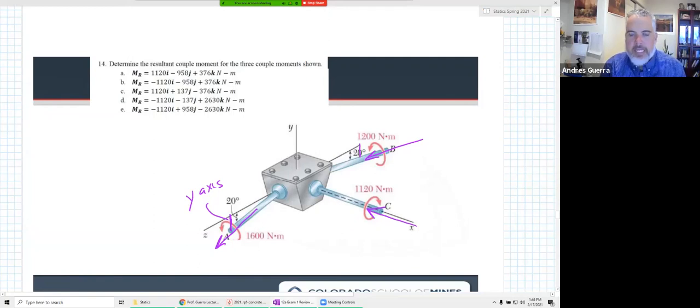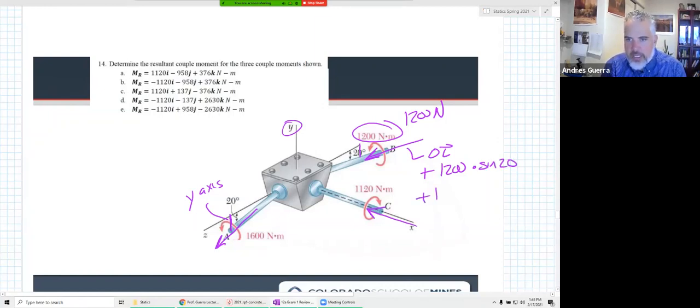Okay, so now basically the way we do this when we have just pure couple moments in 3D is the same way we would do force vectors. If this was a force vector, instead of 1200 Newton meters, if this was just 1200 newtons, wouldn't we just figure out what the components of this force were? We would say, oh, well, this has an x component of 0, right? This is a 0i, and then this is in the y direction. That arrow is pointing in the positive y, so it would be a positive 1200 times the sine of 20, and then it's pointing in the positive z, so positive 1200 times the cosine of 20.